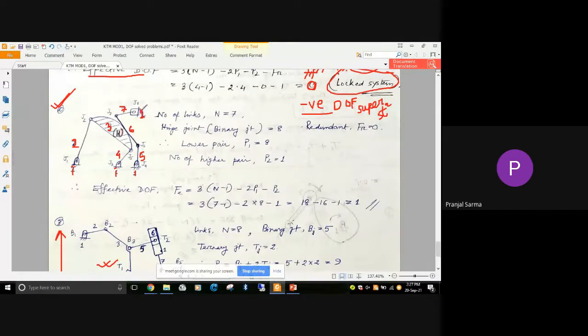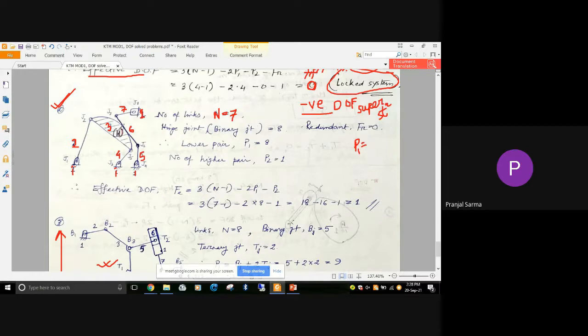So all the links are, I believe, numbered, or is there anything we have left? No. So total number of links, N, equal to how much? Seven. N equal to seven. That is done. Now we should be able to find out P1. For finding out P1, we'll check what kind of joints there are.